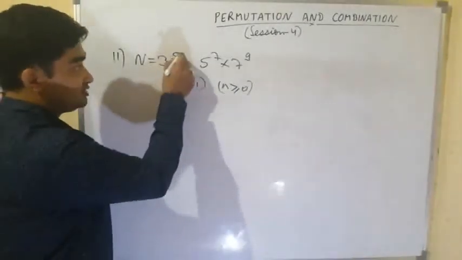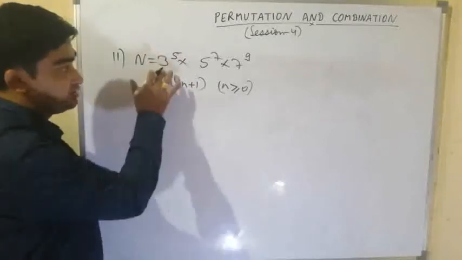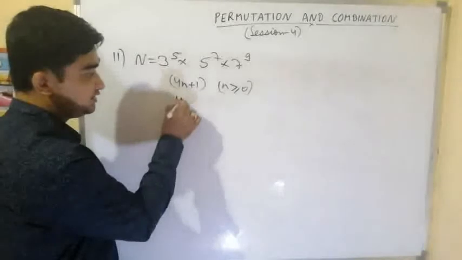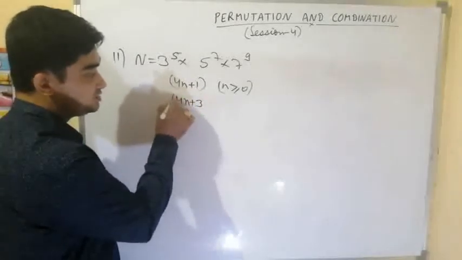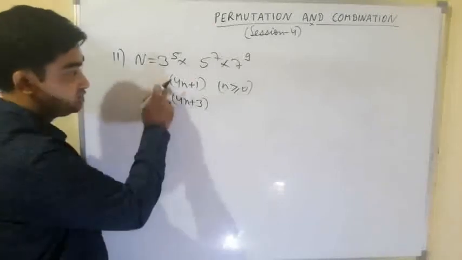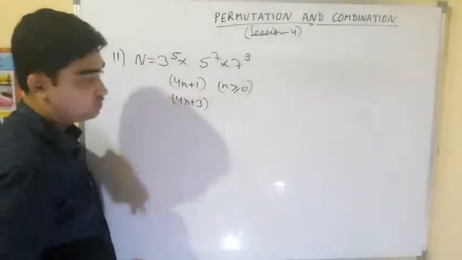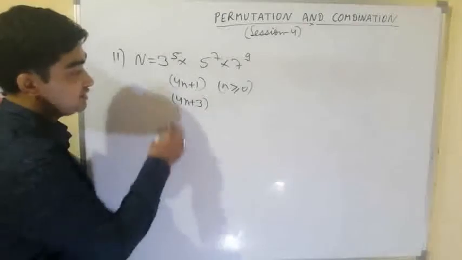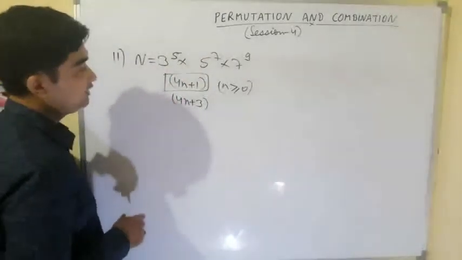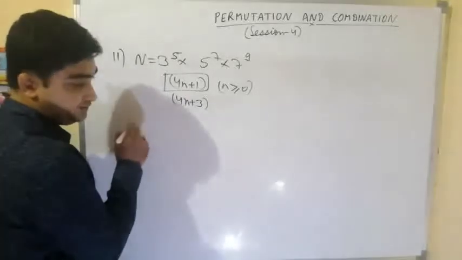What are the total divisors? Look, all the divisors are odd because there is no 2. All are odd, so they are either of the form 4n plus 1 or 4n plus 3. These two are the only possibilities with odd divisors. We have to select those of the form 4n plus 1. Then what we can do, look at 3.